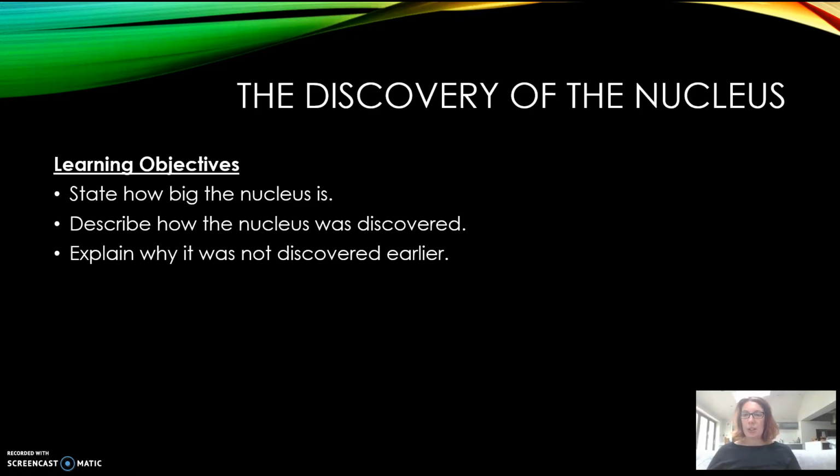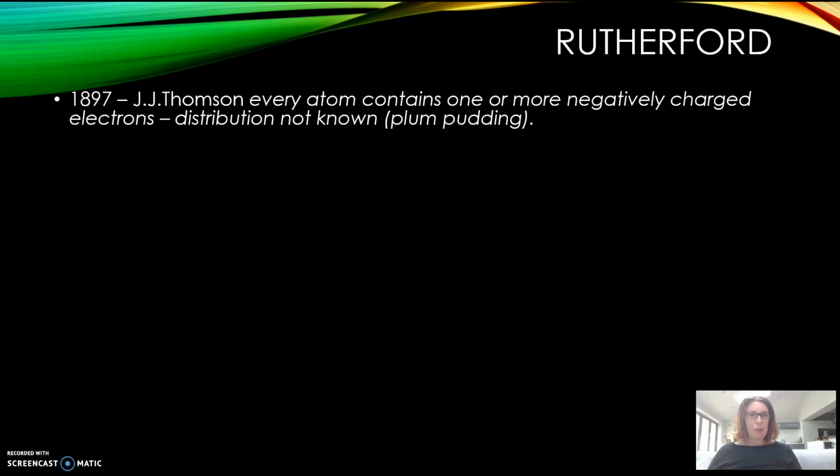Learning objectives: you need to know roughly how big a nucleus is, and you need to be able to describe how the nucleus was discovered, which you do at GCSE, so it's a bit of a recap, maybe using some more in-depth key terms. And then explain why the nucleus wasn't discovered earlier. So Rutherford, you probably remember this experiment from GCSE.